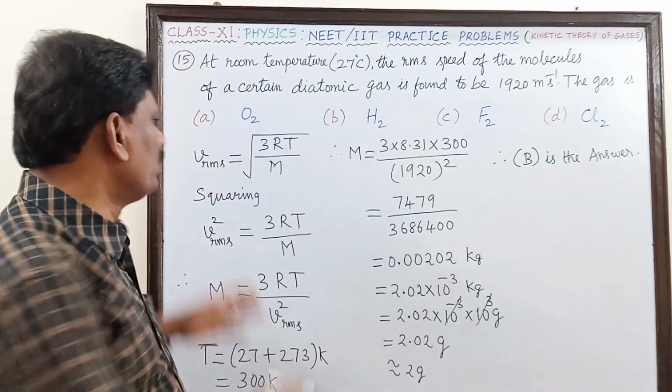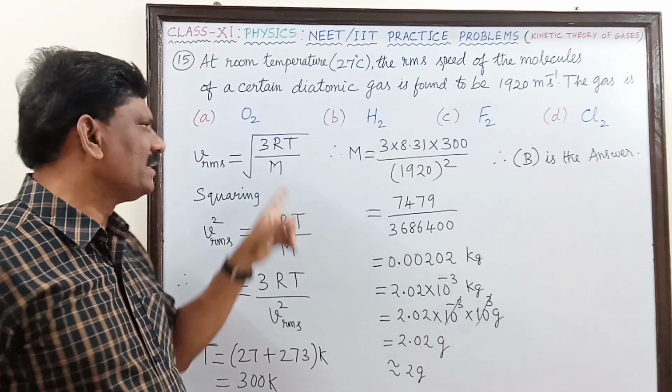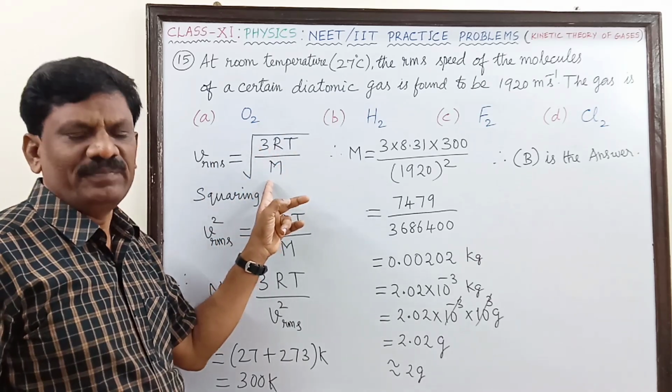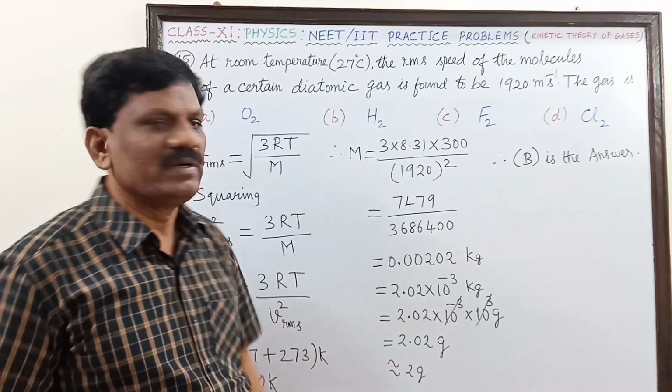So basically you have to remember this expression only. For molar mass capital M, Vrms is equal to root over 3 RT by M. Understand? I hope you must have understood. Fine.